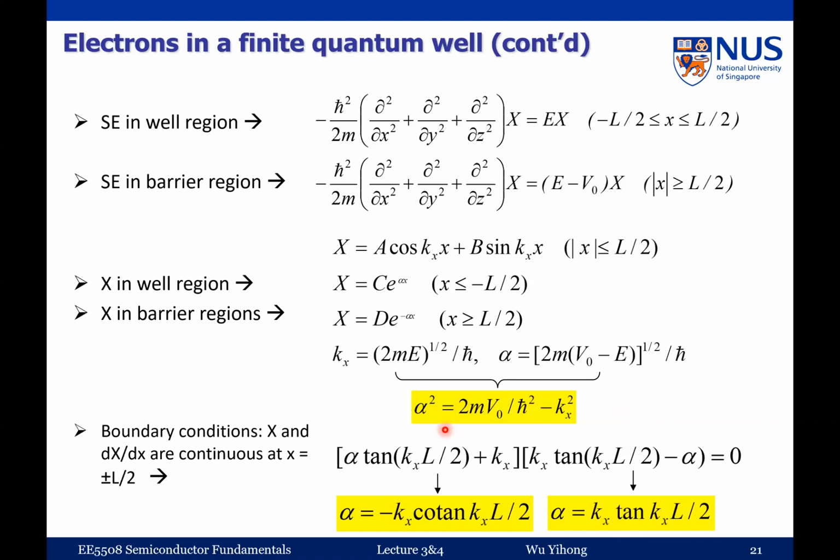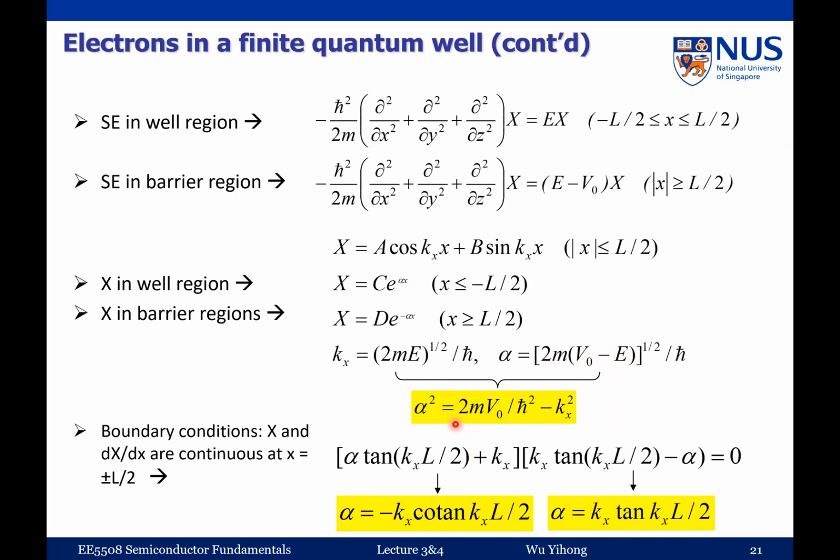If we look at this one itself, alpha, you can see that alpha is a function of E, right? So alpha is a function of E. And if we combine this one with this one, this means that alpha is a function of kx.